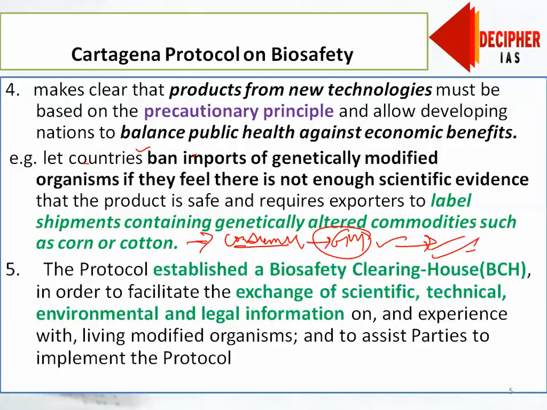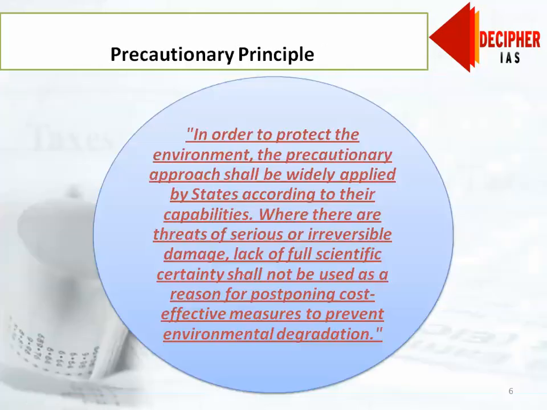The next point about this Cartagena protocol is that it establishes a biosafety clearinghouse, so that it facilitates the exchange of scientific, technical, environmental and legal information on the LMOs or GMOs, that is living modified organisms or genetically modified organisms. So it assists the parties in implementing the protocol. So we have a biosafety clearinghouse. So this is the main thing about the Cartagena protocol on biosafety.